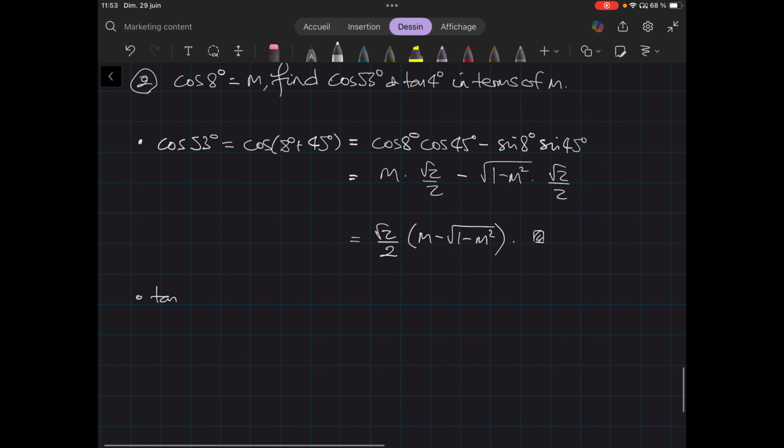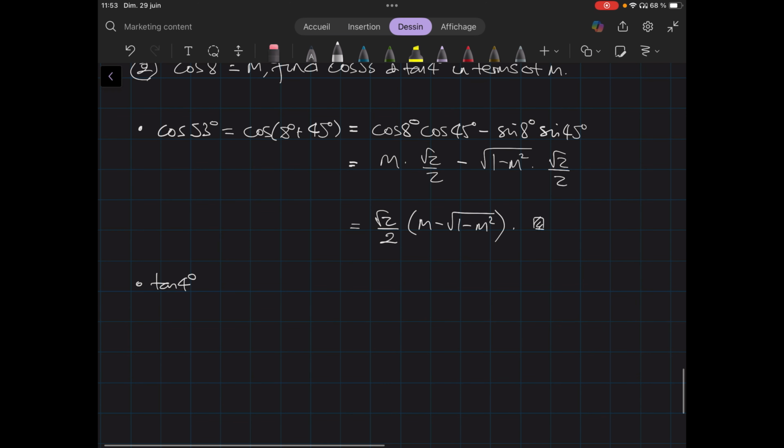Tan of 4 degrees. 4 is a half of 8. So we know that we will have to use the compound angle formula, double angle formula somewhere. There are various ways to go about this. I would personally do tan of 4 degrees is equal to sine of 4 degrees divided by cos of 4 degrees, because it is simply easier that way.